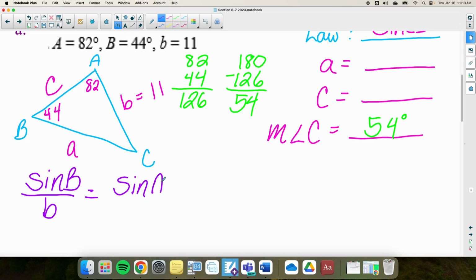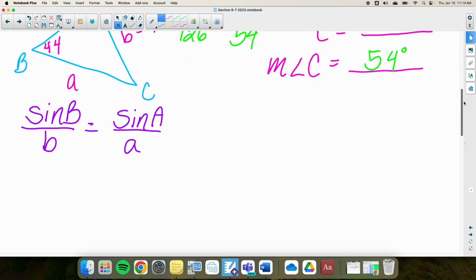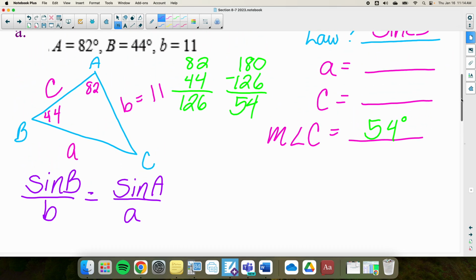And with law of sines, there is no order in what you have to find first. Law of cosines there is, law of sines there is not. You can find anything in whatever order you want to here. So, actually angle A here, I should have an angle there. So this would be 82, okay?